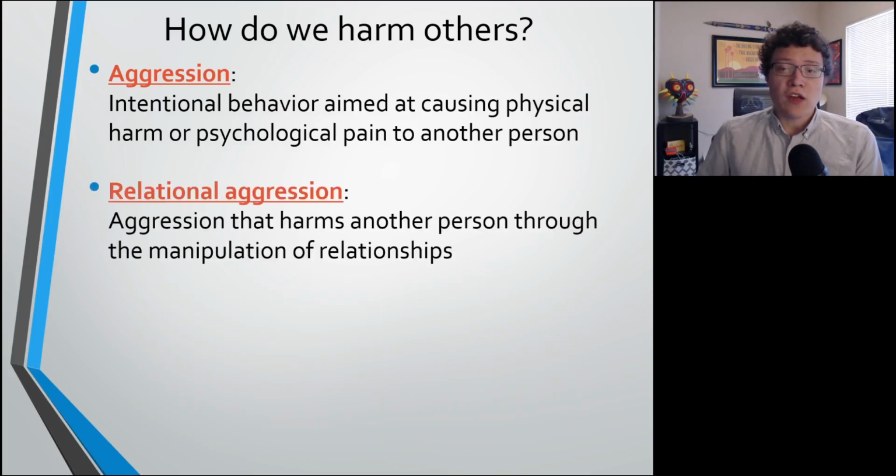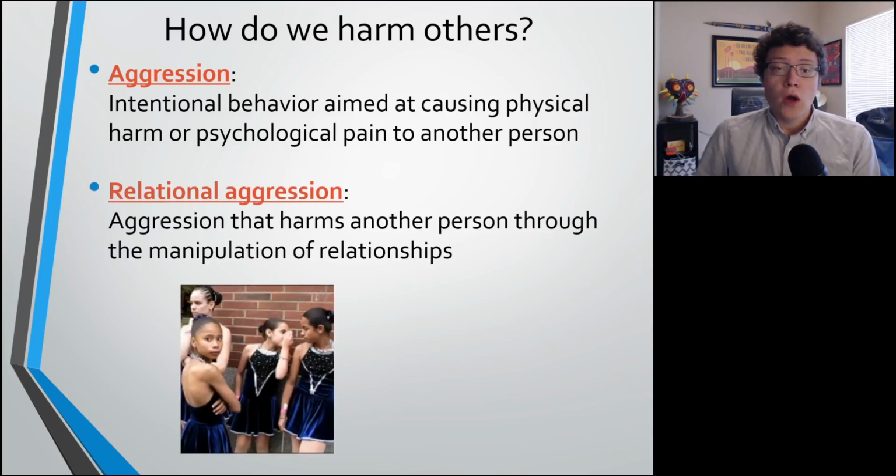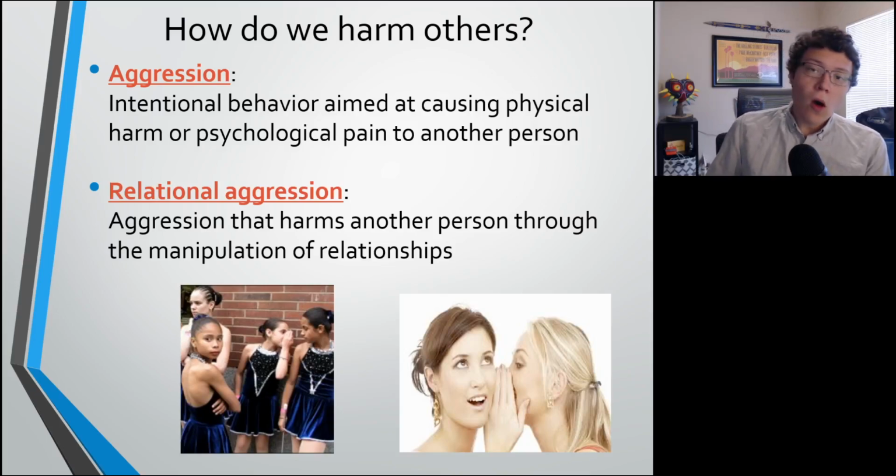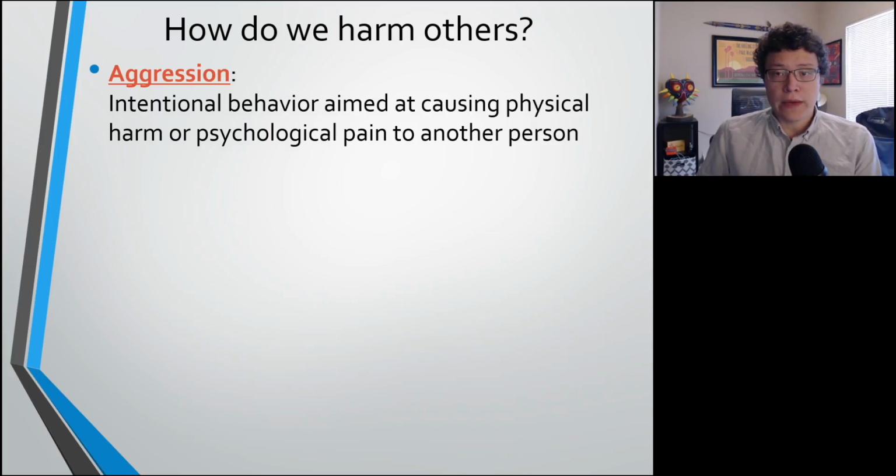And then lastly, we can talk about relational aggression. So aggression that harms people through the manipulation of relationships. So, maybe talking about somebody behind their back. So all of these are types of aggression that we can talk about.